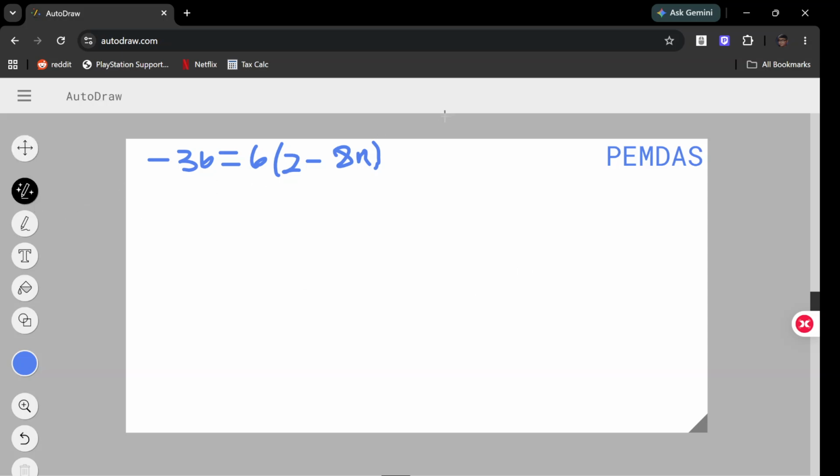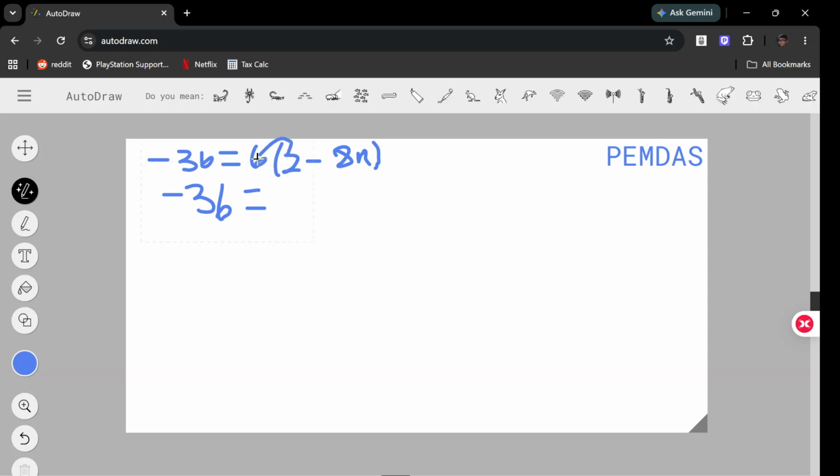So we notice parentheses. Okay, can we combine these terms? No, because they're not like terms. So we go to exponents. Are there any exponents? No, there's no exponents. Multiplication. Yep, the 6 is being multiplied into the 2 minus 8n. We can do that. Equals. Now the way you multiply this is that you multiply the 6 by the 2, and then you multiply the 6 by the 8n. So 6 times 2, that's just 12. Minus, now 6 times 8.